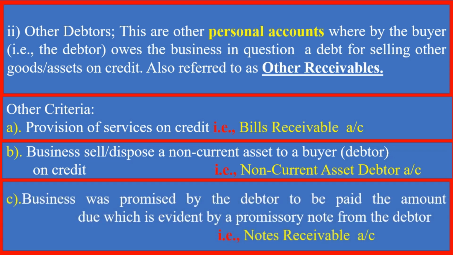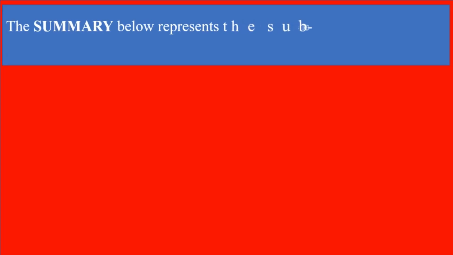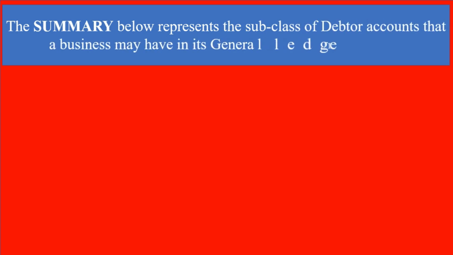And then the third classification or criteria of classifying other debtors is a case whereby the business was promised by the debtor to be paid an amount due, which is evidenced by a promissory note from the debtor's side. Now, this is a unique scenario, but I will give a further explanation of the same. But in this case, we will have what we call notes receivable account. So let's move ahead and look at the summary of what I've just discussed with you shortly.